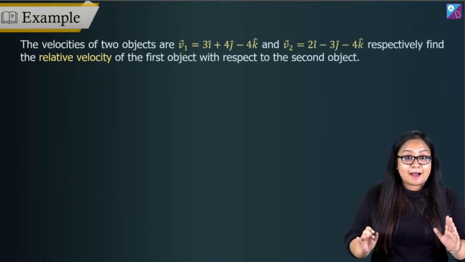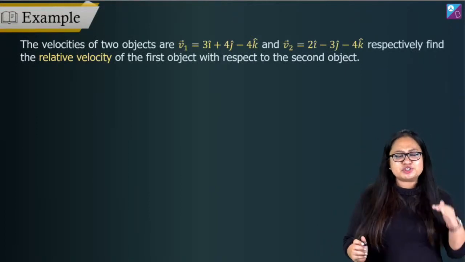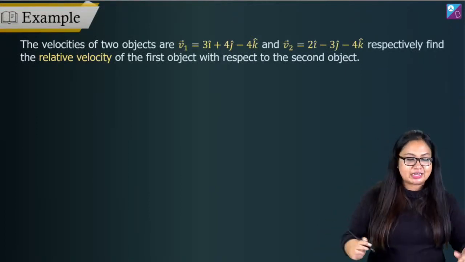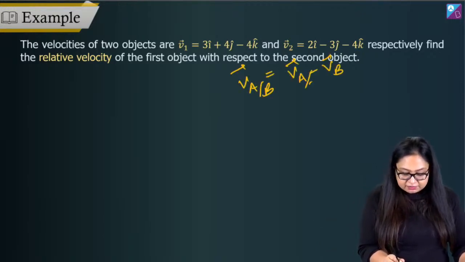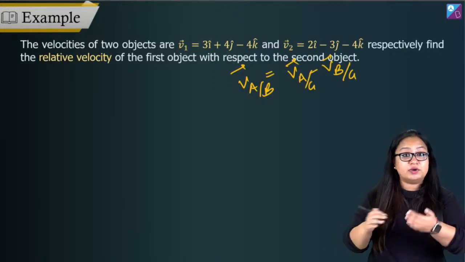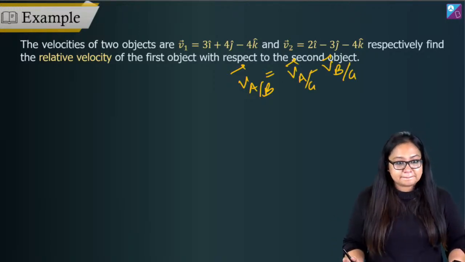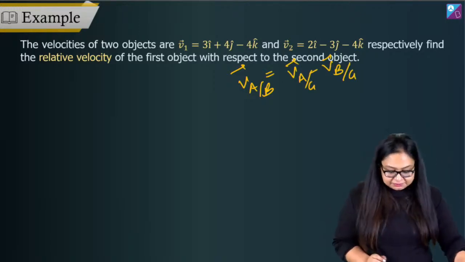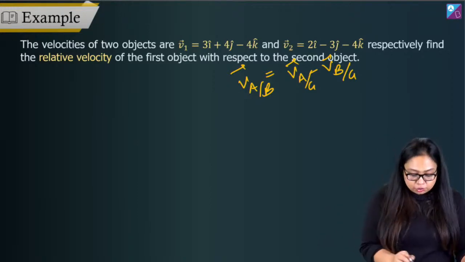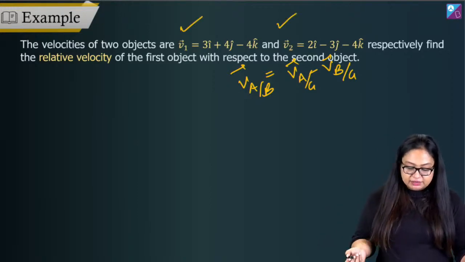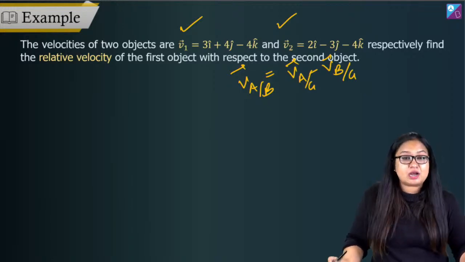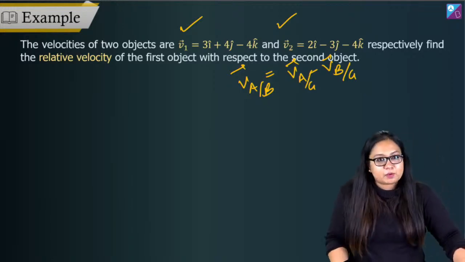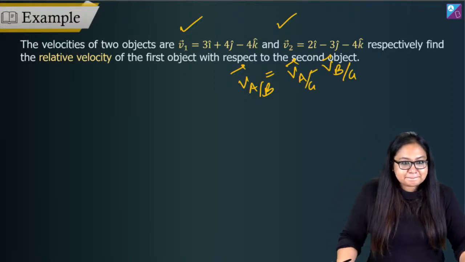Let's apply this concept. Relative motion mein zyada kuch nahi hai. It's very basic. Velocity of A with respect to B is equal to velocity of A minus velocity of B. This is velocity with respect to ground or a common observer for that matter. So, here we've got two velocities given, V1 vector and V2 vector. We have to find out relative velocity of the first object with respect to the second object. Come on guys, quickly subtract and tell me what comes out.